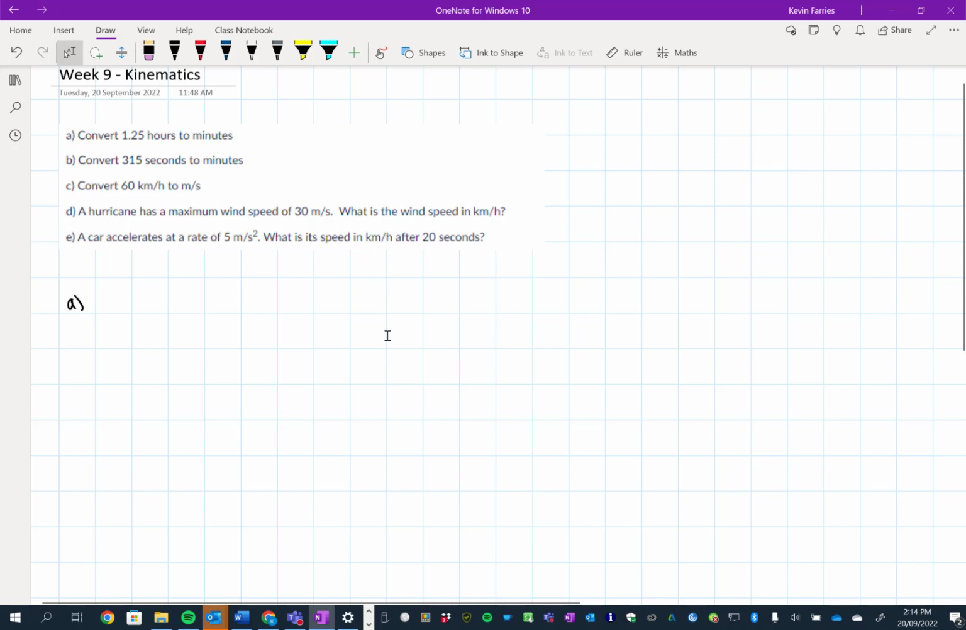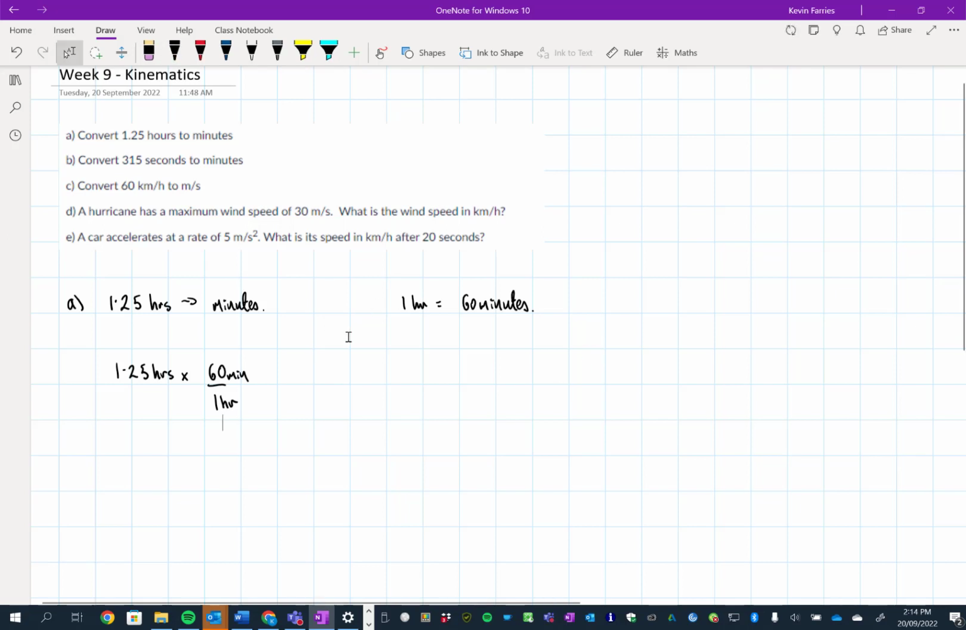And so when you're doing this one, you can use the same old stuff we did last time. So we're doing 1.25 hours to minutes. Then we can think, right, so 1 hour is equal to 60 minutes. So what have we got? So therefore we're going to do this, remember we did this before, 1.25 hours. So this was right at the start, week 1 or something like that, times. So we're trying to get rid of the hour, so it's going to go on the bottom. So we're going to do 60 minutes divided by 1 hour.